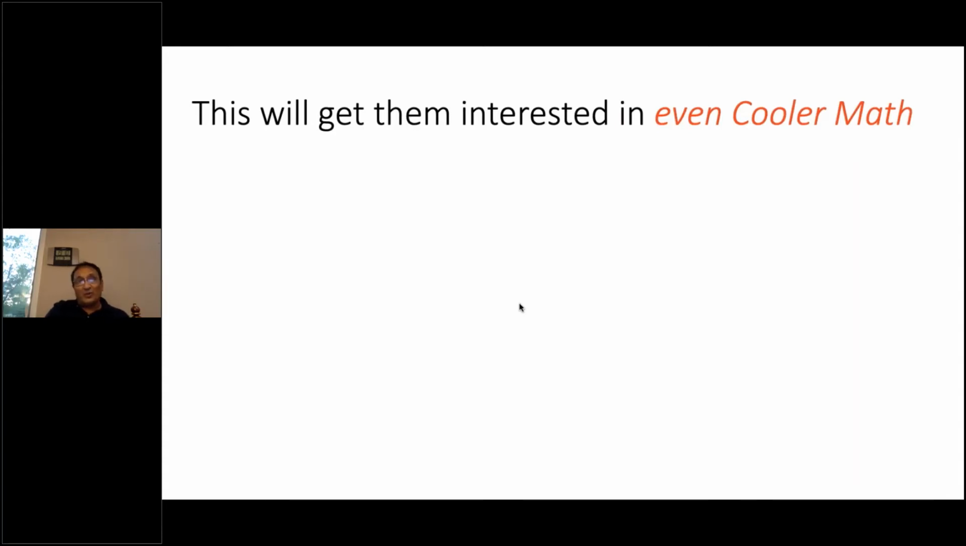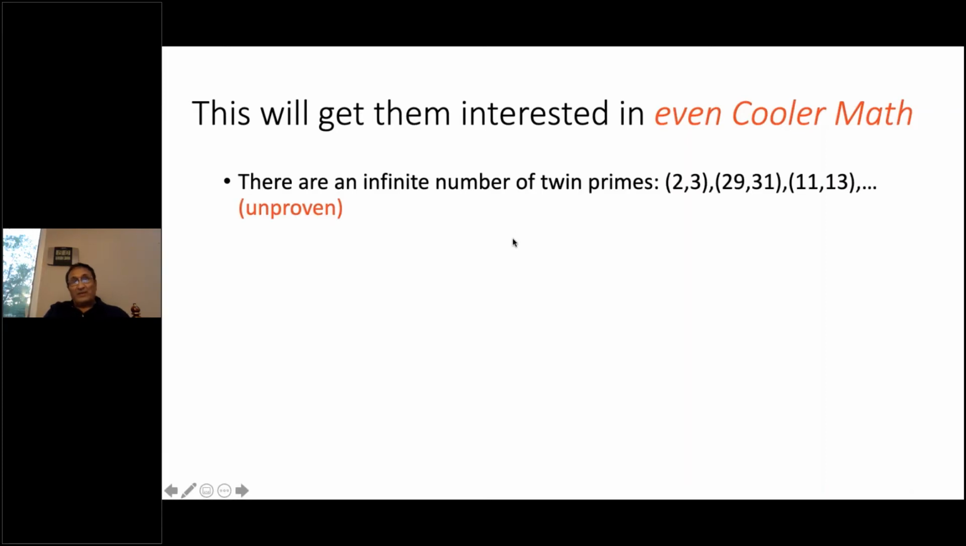Okay, so had I learned this in school, I would have become a mathematician, because this would have gotten me interested in even cooler math. Not saying that I'd be able to do anything with it, but there is cooler math. So cooler math is math that is easy to state but very hard to prove. So for example, here's a famous math problem that has never been proved.